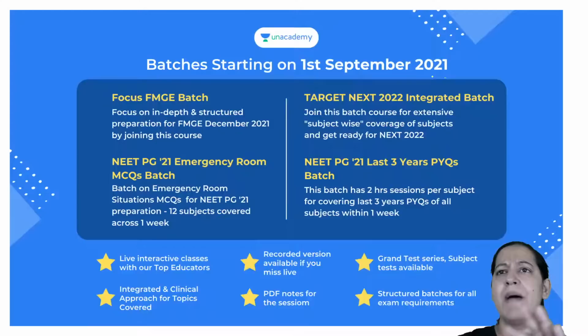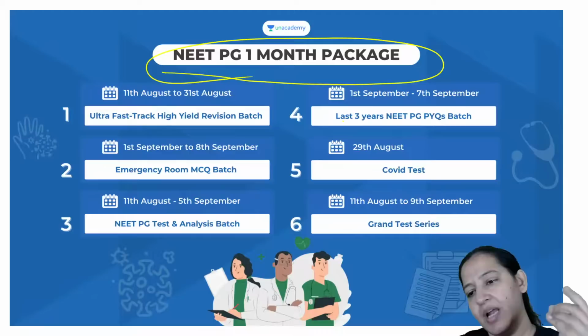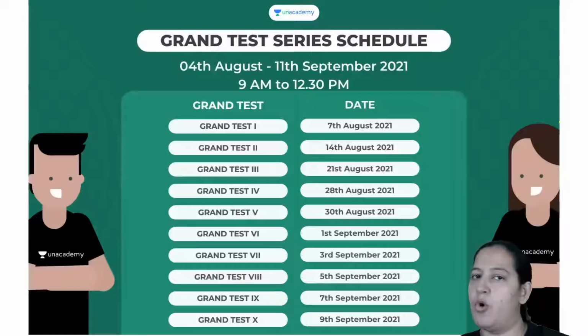These are the batches available on the Plus platform. One batch for FMG, one for NEXT, and two batches for NEET PG 2021. Along with it, we have the NEET PG 1 month package also. So in the last few days of your preparation, you can take advantage of this package. The price is also nominal, it is 4,500 rupees only. You will get an additional 10% discount if you use my code. The code is the same, Sachdev10.